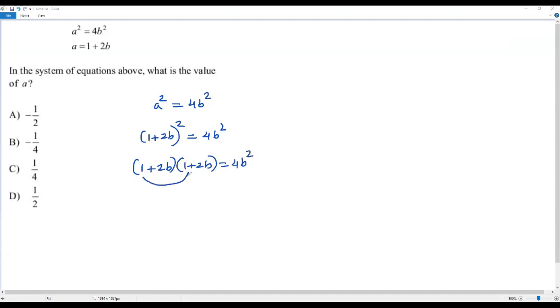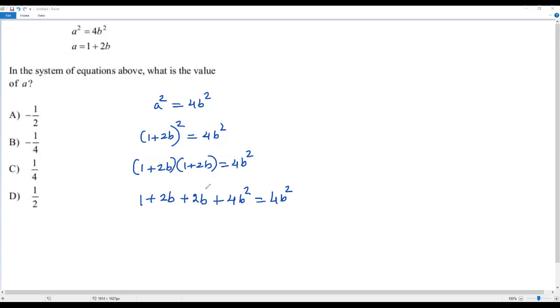First, we multiply the first terms. 1 times 1 is 1. Now, let's multiply the outer terms. 1 and positive 2B is just positive 2B. Now, let me multiply the inner terms. 2B and 1 gives positive 2B. Let's multiply the last terms, positive 2B and positive 2B. 2 times 2 is 4 and B times B is B². Then I'm getting 4B² = 4B².